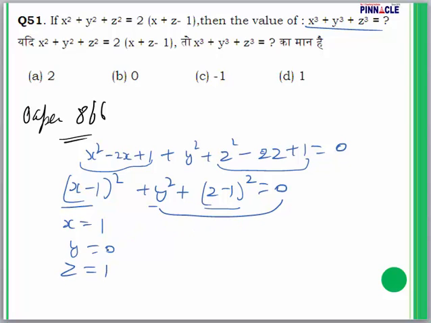Now put these values in this expression: 1 power 3, that is 1, plus y into y into y, that is 0, plus 1, 1 plus 1, that is 2. A is the answer in this case. So such questions you can solve like this.